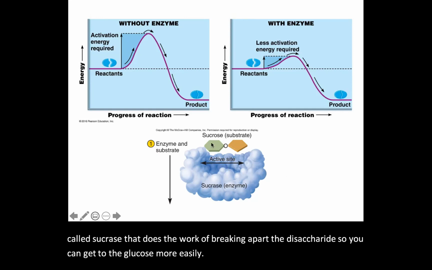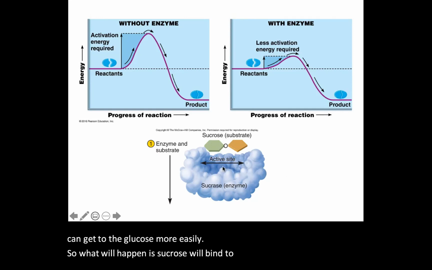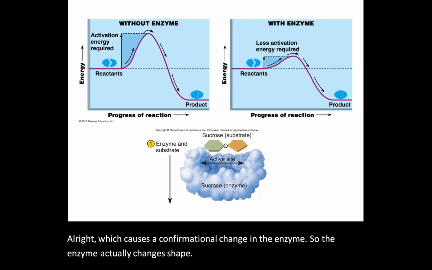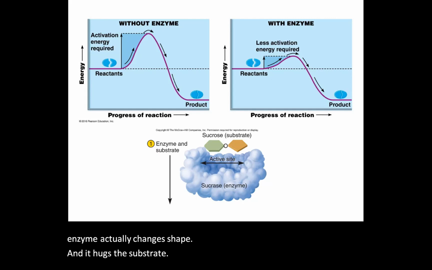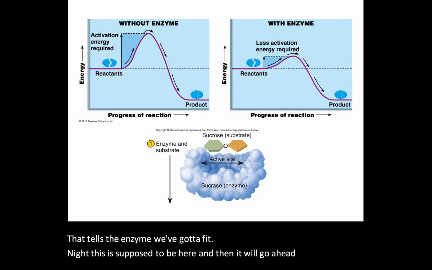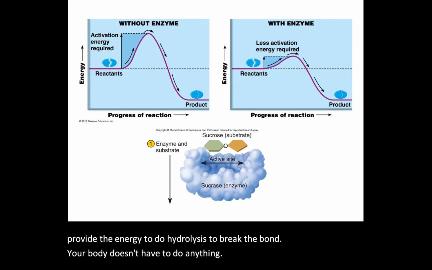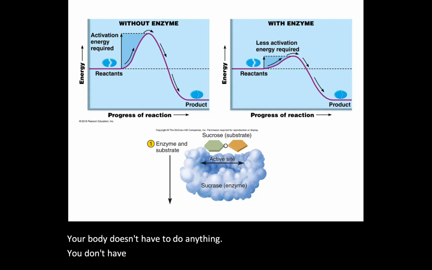So what will happen is sucrose will bind to the active site, which causes a conformational change in the enzyme. So the enzyme actually changes shape, and it hugs the substrate. That tells the enzyme we've got a fit. This is supposed to be here. And then it will go ahead and basically provide the energy to do hydrolysis to break the bond. Your body doesn't have to do anything. You don't have to increase anything. The enzyme is going to handle it for you.